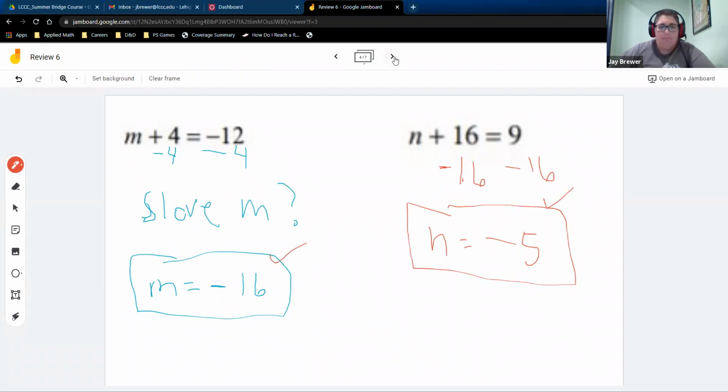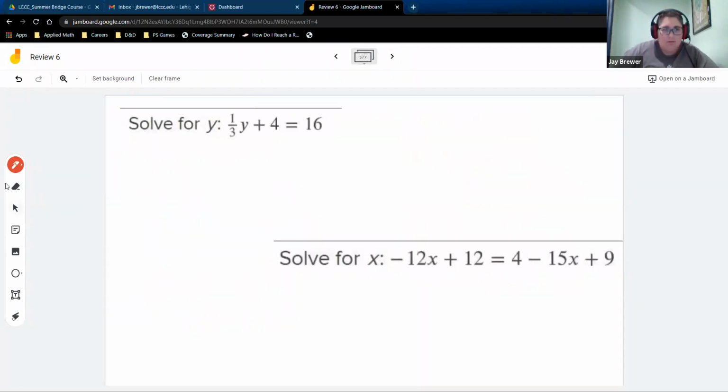Okay. Now this leads us to multi-step equations. So I'm going to subtract 4. That's going to get you 1/3 y equal to 12. Now we have a second step. We have to multiply by 3 on both sides. So then y is equal to 36.